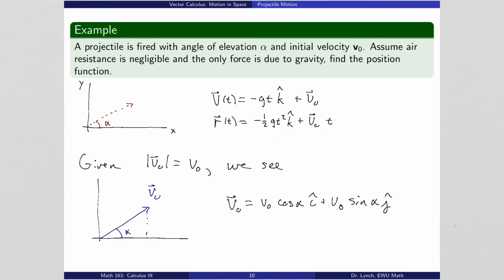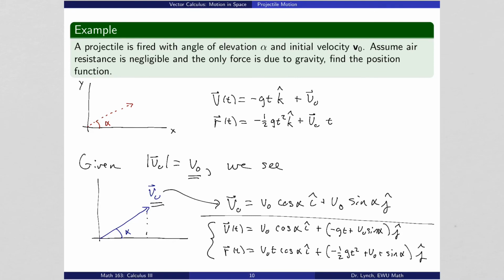So given our initial velocity vector, whose magnitude I'll take to be the scalar v naught, we can see that the vector v naught can be expressed as v naught cosine alpha i hat plus v naught sine alpha j hat. Using that expression for v naught, we can substitute into these expressions and derive these two expressions for the velocity vector and the position vector. So those expressions are: the velocity is v naught cosine alpha i hat plus the quantity negative gt plus v naught sine alpha j hat, and the position vector is v naught t cosine alpha i hat plus the quantity minus 1/2 gt squared plus v naught t sine alpha j hat.